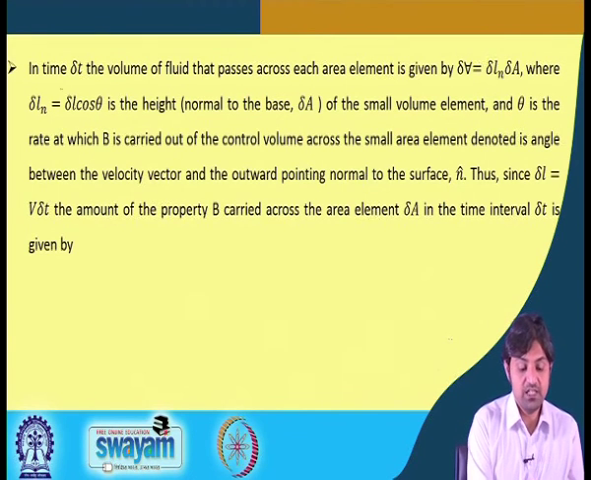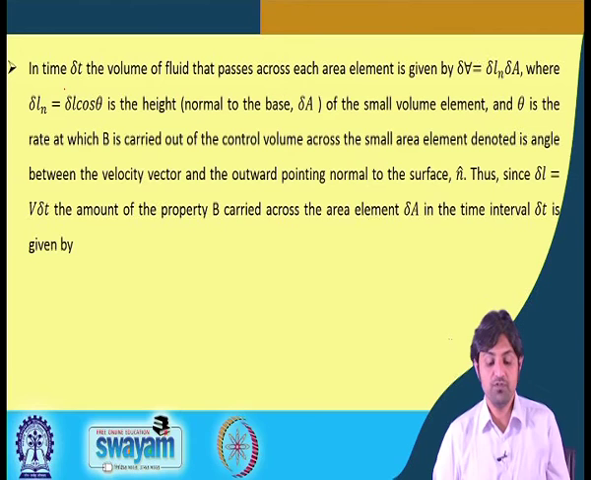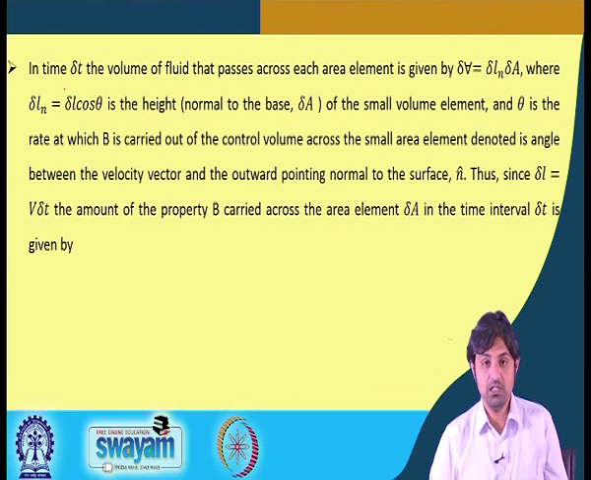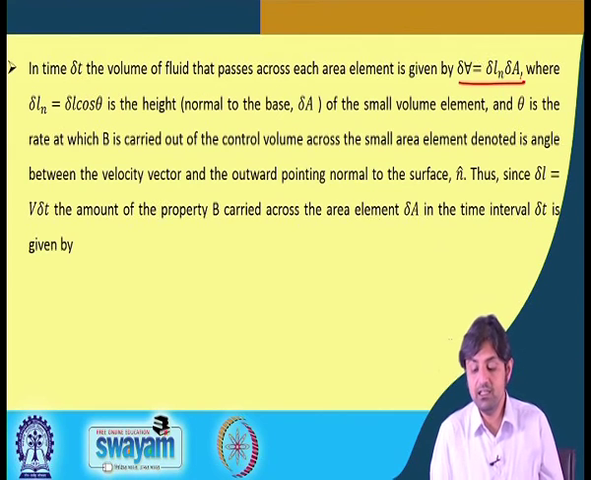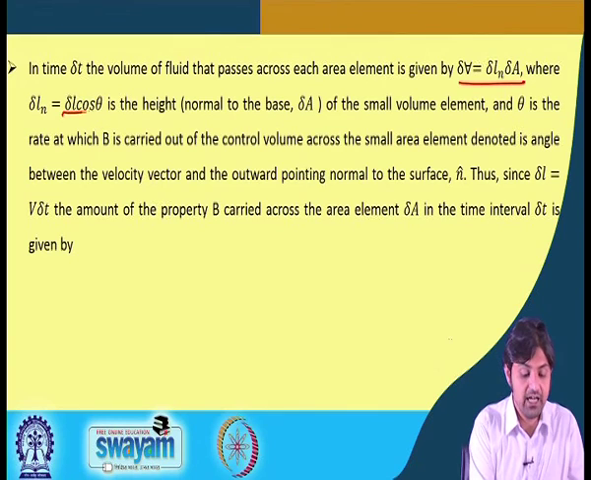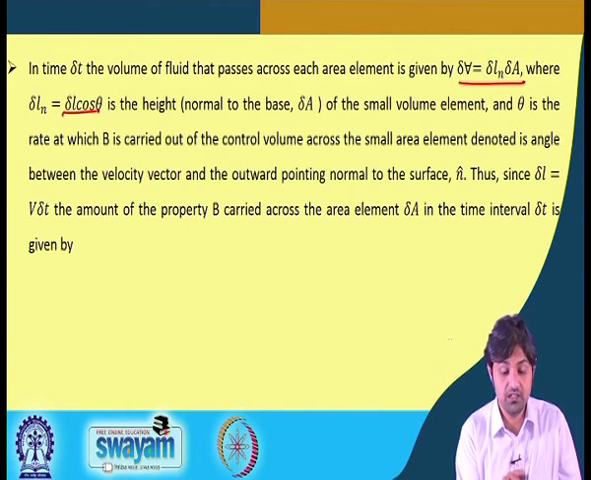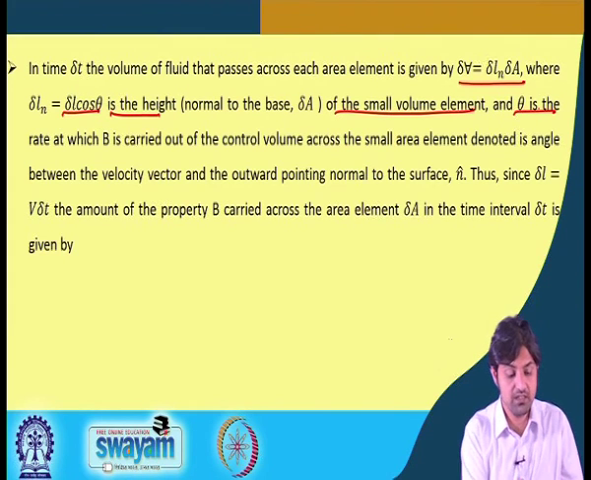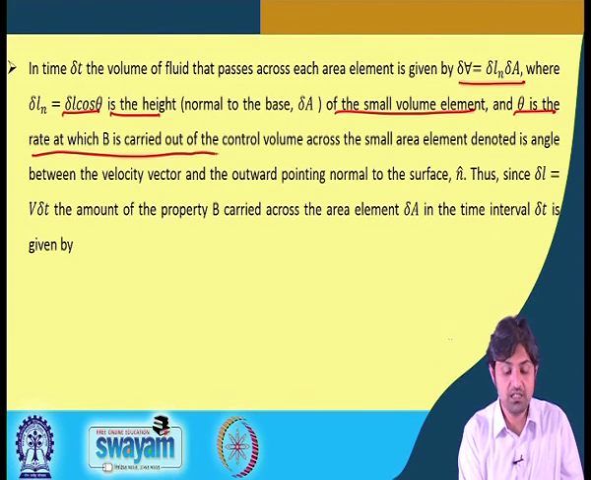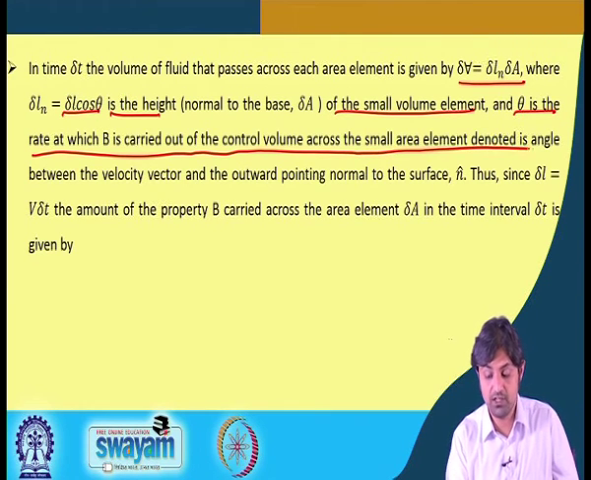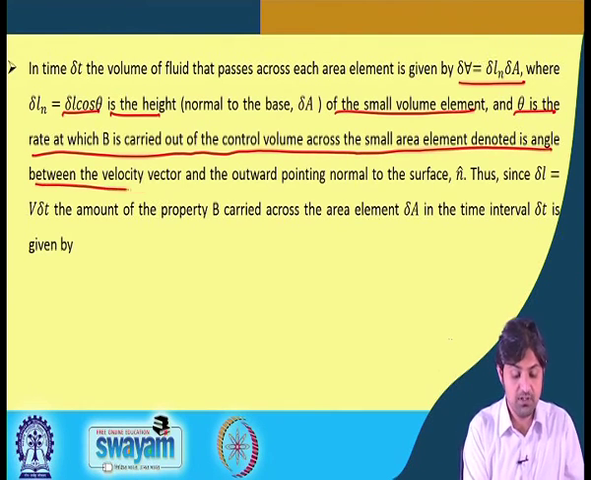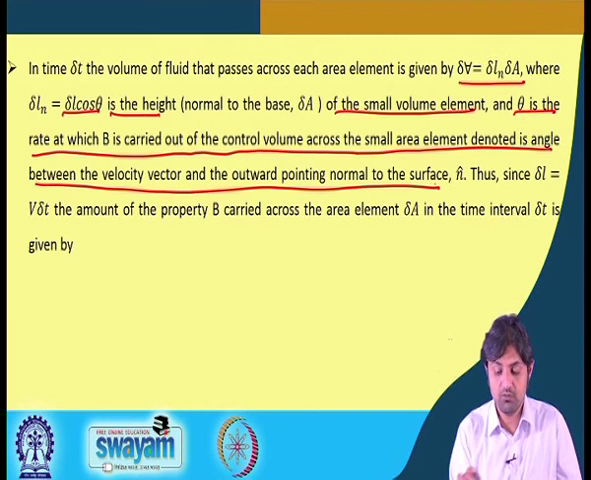So let us suppose in time delta t, the volume of fluid that passes across each element is given by delta L n times delta A, where delta L n is delta L cos theta in the previous figure, the height of the small volume element, and theta is the angle between the velocity vector and the outward pointing normal n to the surface. This gives the rate at which B is carried out of the control volume across the small element.